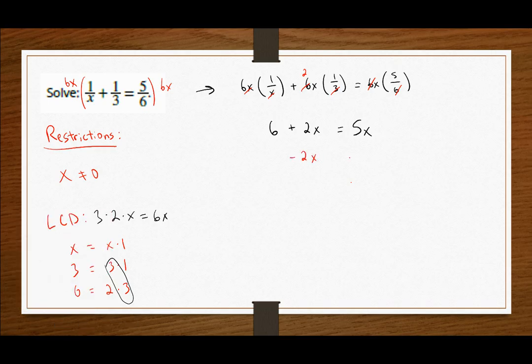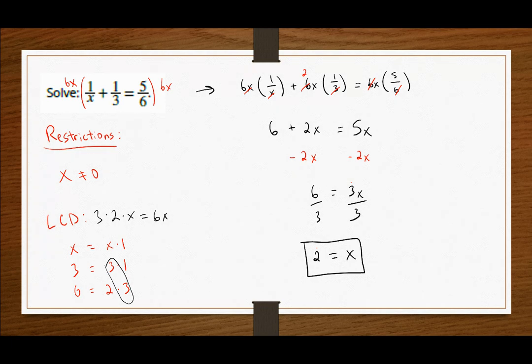We move our variables to the same side by subtraction here, leaving me with 6 equals 3x. When I divide by 3, we finally get a solution here of x is equal to 2. Since that was not part of our restrictions, we can be confident that that's the correct answer.